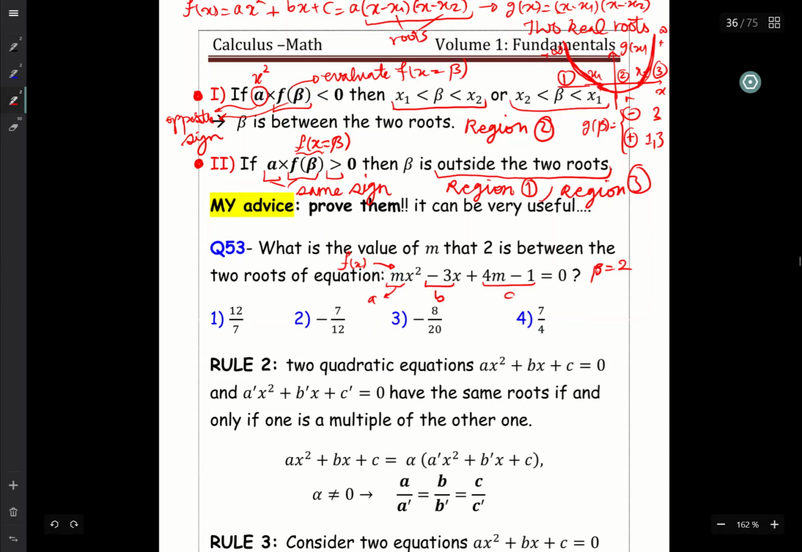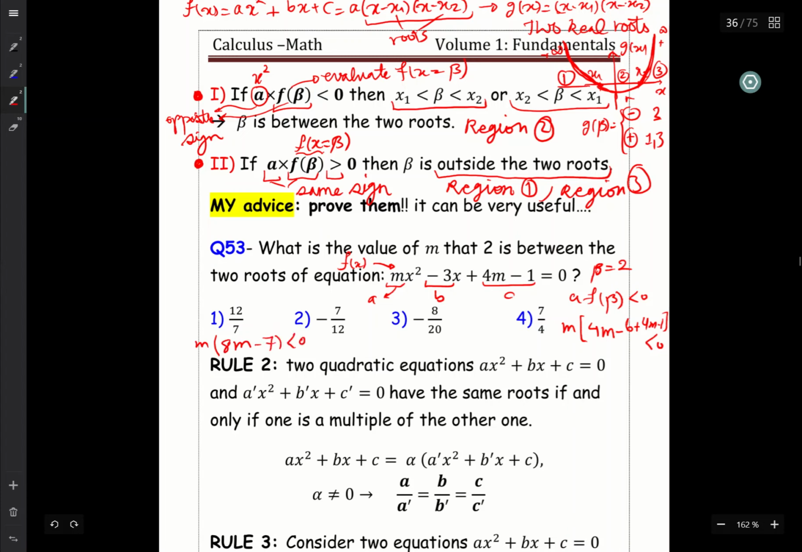So if beta is between the two roots, therefore a times f of beta should be negative. And therefore m times f of 2, which we have to calculate, so x equal to 2: 4m minus 6 plus 4m minus 1, should be less than 0. So m times 8m minus 7 should be less than 0.